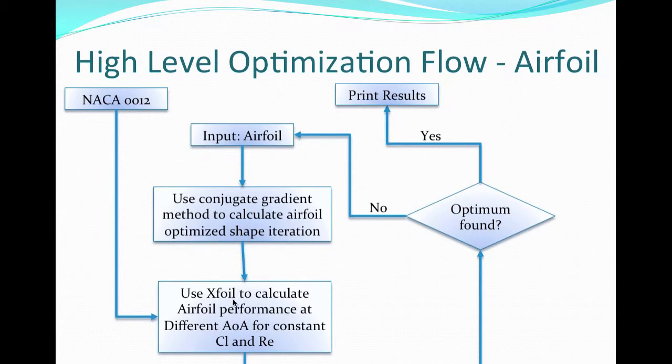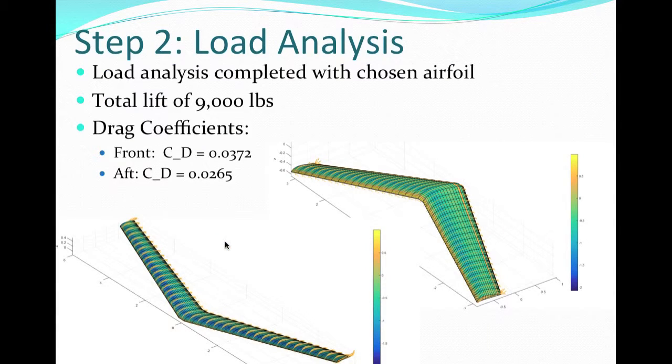Then it analyzed it in X-foil, determined whether or not there's an optimum, and then spun it back through the optimization. The loads analysis has been completed as well for the front and back wings. The total lift produced is 9,000 pounds for this configuration, and the drag coefficients are found there.